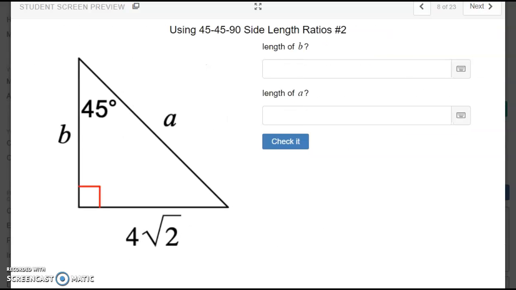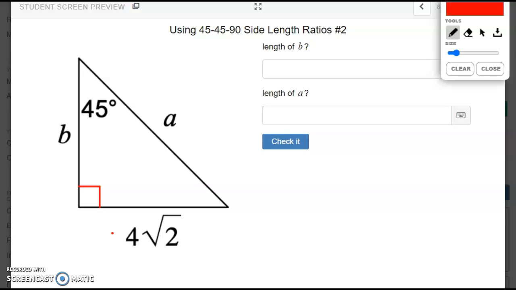Okay, what about this? This time we know the leg to be 4 root 2, and it is a 45, 45, 90 degree triangle. What do we know about B? It's going to be the same. Okay, they are going to have the same measure. So B and both the legs are going to have the same measure. So that's going to be 4 root 2.